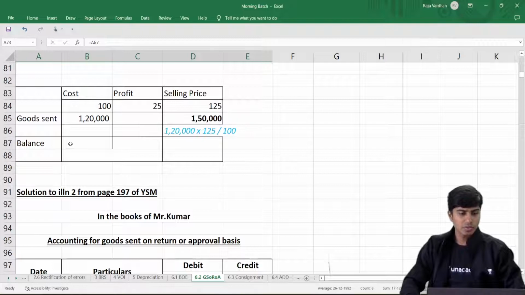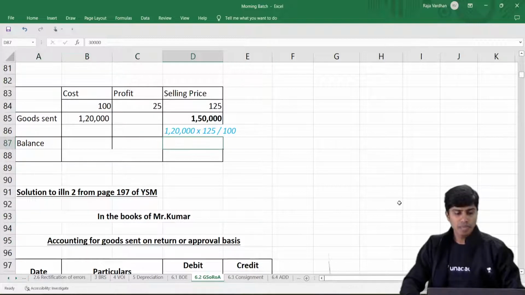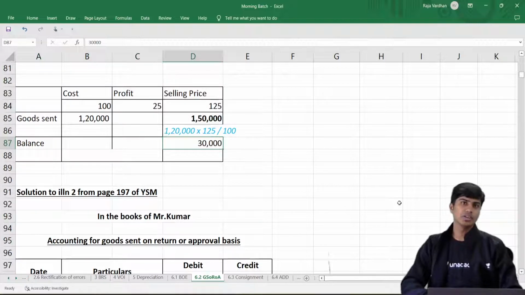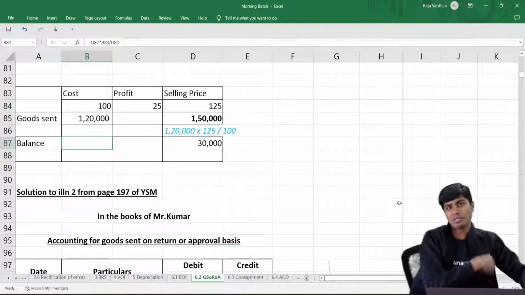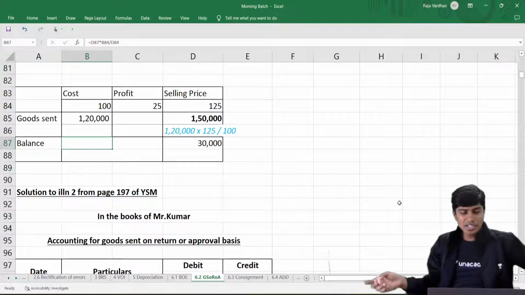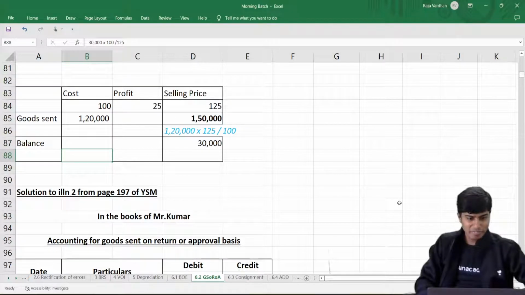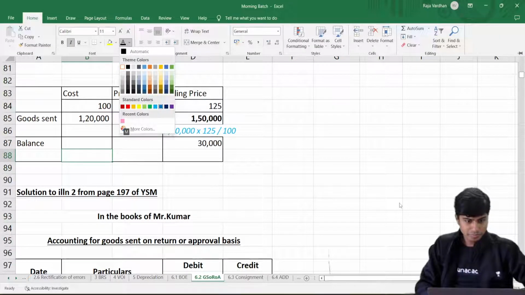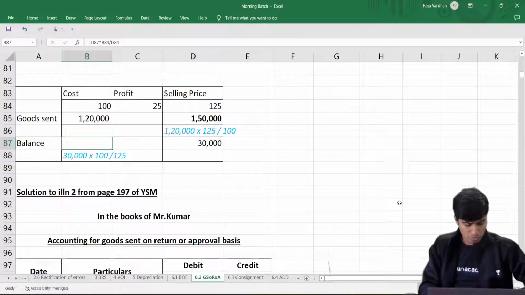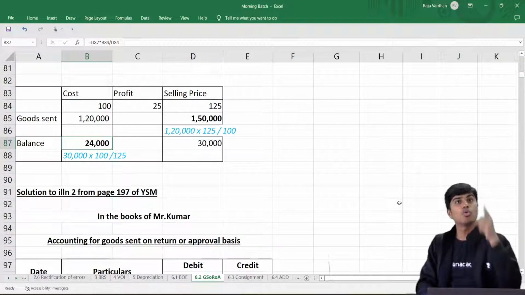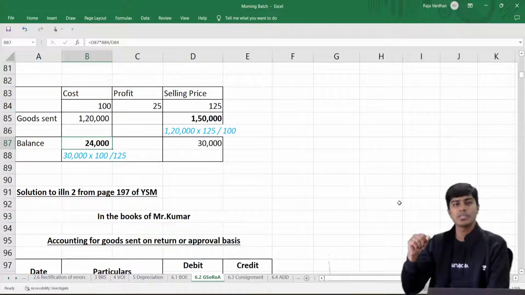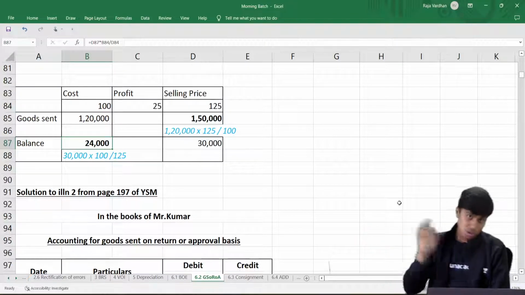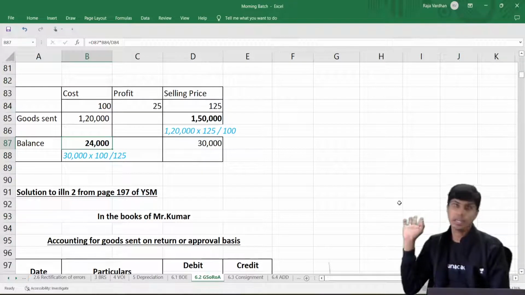Come back to this working. The balance of the goods at selling price is 30,000. How much of it is cost? Simple. Again, do the same old cross multiplication. 30,000 into 100 divided by 125 will give you the answer as 24,000. This is the cost of the goods which were sent on return or approval basis, neither accepted nor returned, and the time to return has not lapsed.